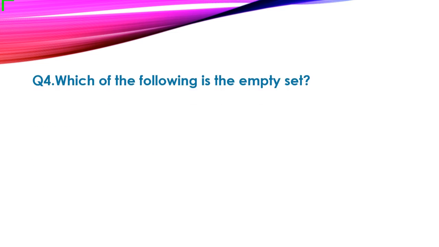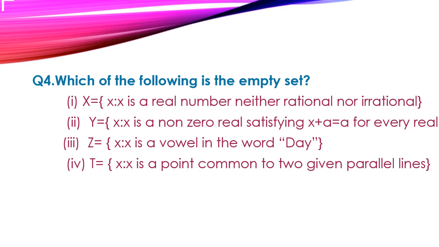Next question. This question is based on the empty set. Now, which of the following is the empty set? Here I have given 4 exercises where you have to find out which of these 4 sets are empty sets, right? So first one, x such that x is a real number, neither rational nor irrational. Now in the very first class I have already given a chart of real numbers where I have distributed the real numbers into many different types of numbers which are the sets. So please go through that to get a clear idea of this concept.